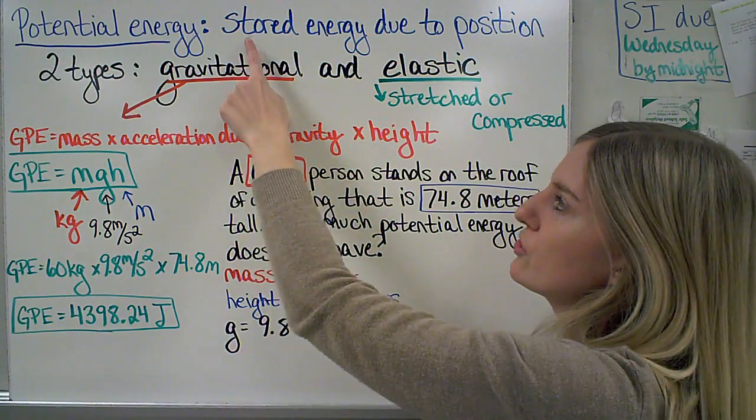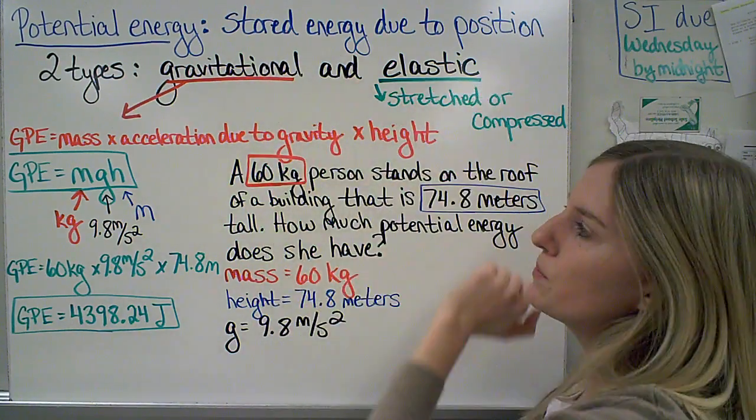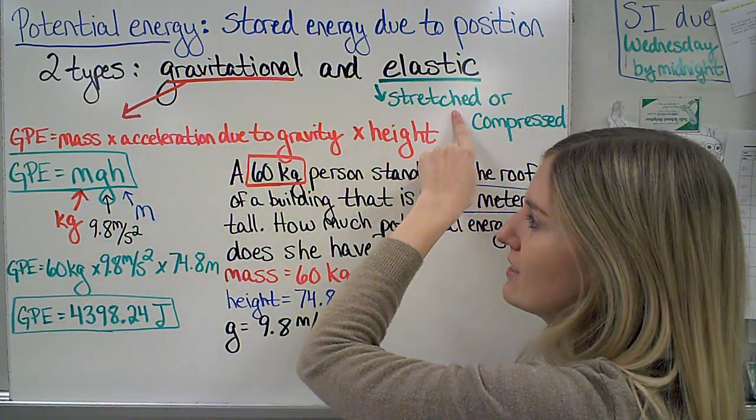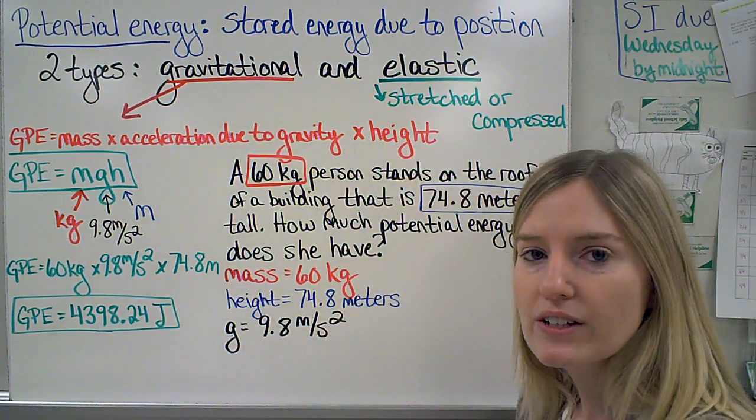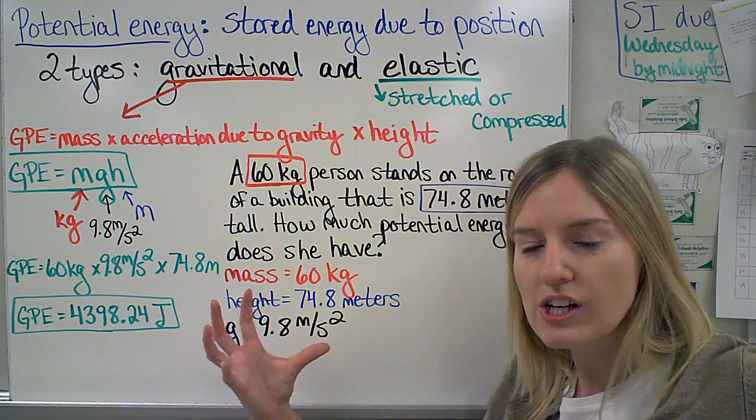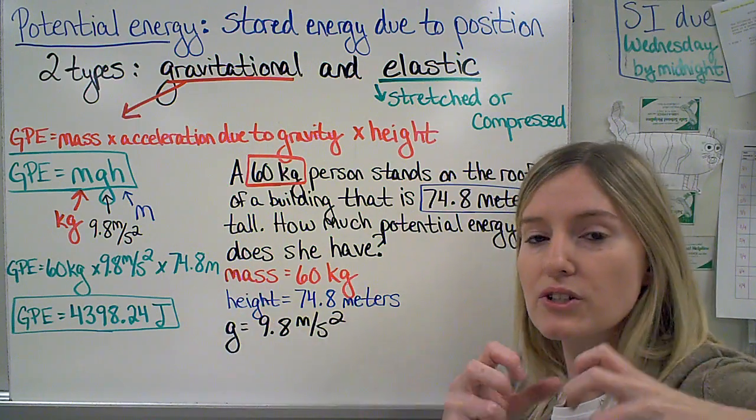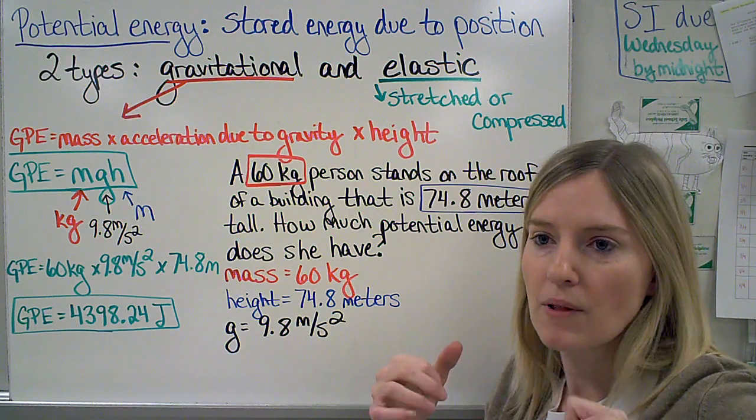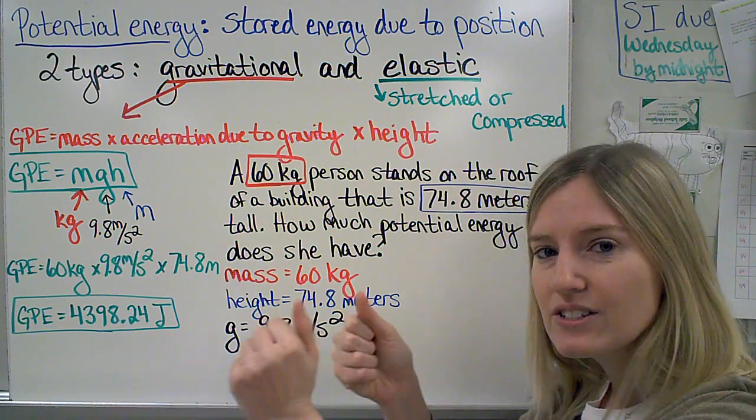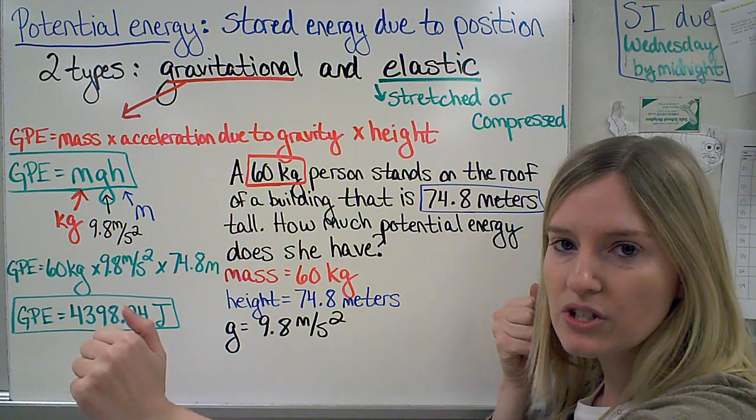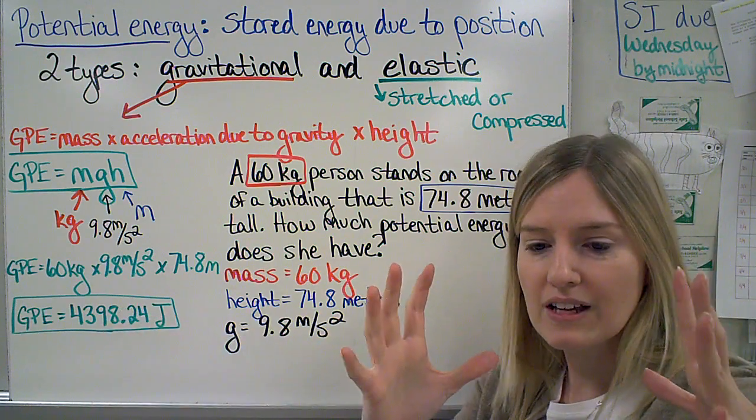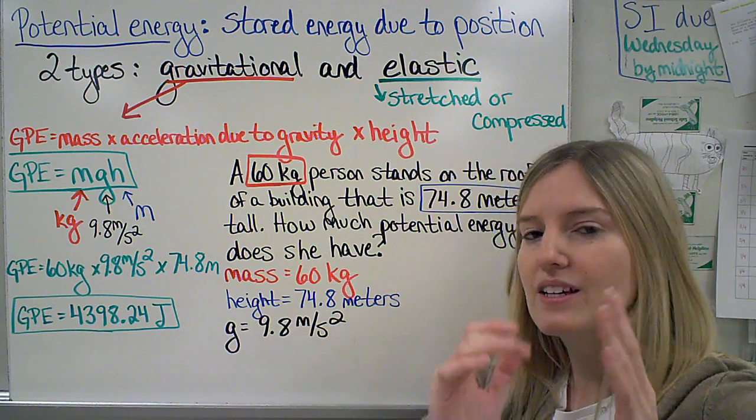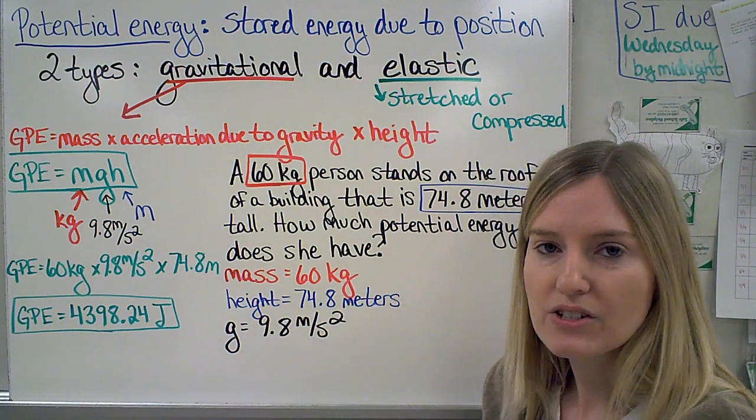Potential energy is stored energy due to position. I have 2 types, gravitational and elastic. Elastic potential energy is going to be due to either stretching or compressing something. So if I have like a spring, or if I have a bow, like a bow and arrow that I'm pulling back, as it stretches, I have more and more potential energy. If I take a spring that is normally about this size, and then I squish it together, compress it, that's going to have more elastic potential energy.